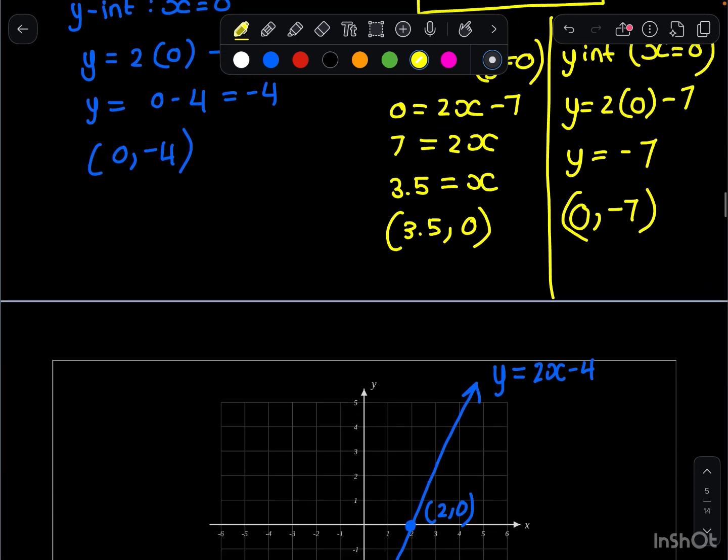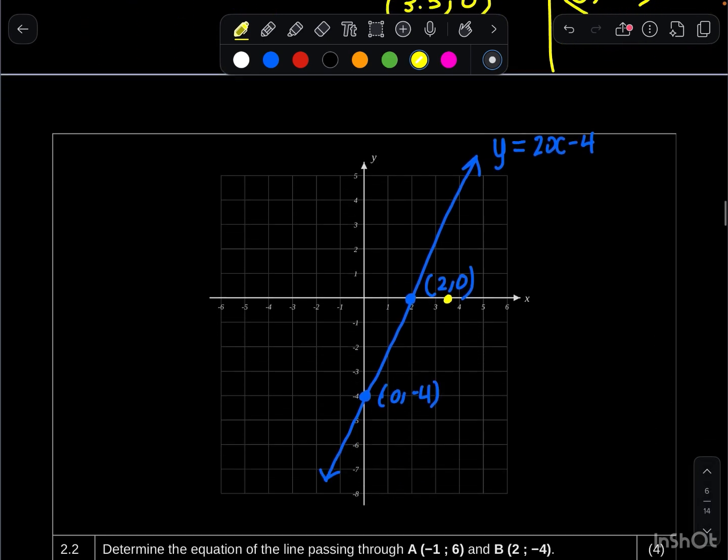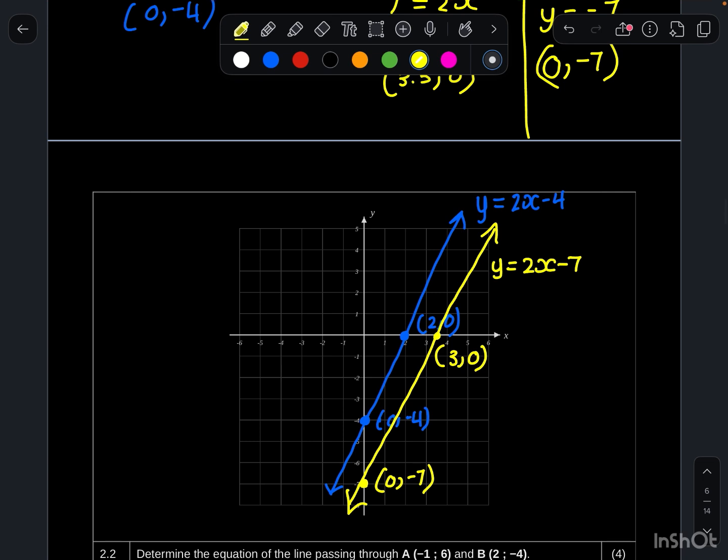Okay, let's draw this in. So we've got (3.5, 0) and (0, -7), drawing this line. So you can see they are very definitely parallel lines. You can fill in the points we've got. So (0, -7), (3.5, 0). And this is y equals 2x minus 7. Okay, and that is the final one.